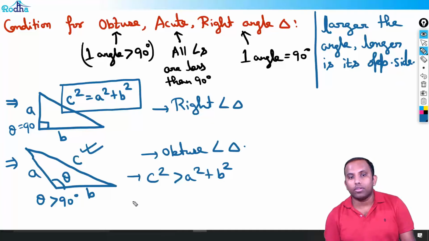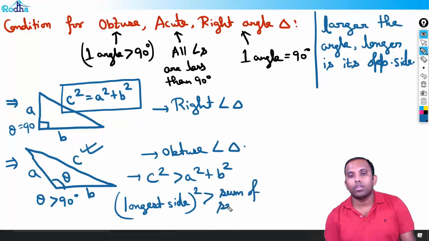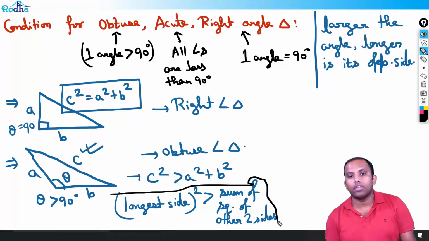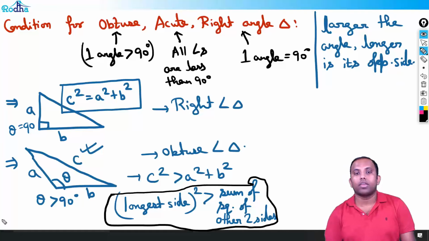So you can write this in words. In an obtuse angle triangle, the longest side square should be greater than the sum of squares of the other two sides. Very important condition. Mark it. In an obtuse angle triangle, the longest side square is greater than the sum of squares of the other two sides. Very important condition, right?